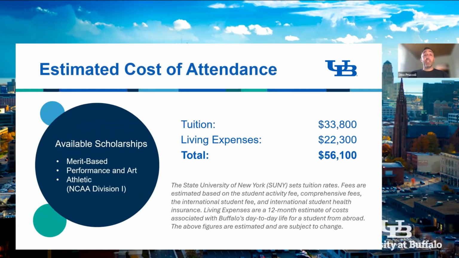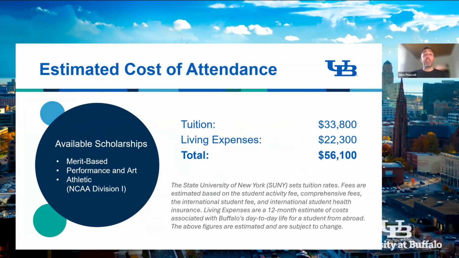The cost of attendance is $33,800 for tuition and fees. Students have to show $22,300 for living expenses. This is a 12-month living expense estimate. So many universities will show 9 months. We require 12 months because we want our students to have a realistic sense of how much they'll be spending, even if they're not living on campus during those 3 summer months.